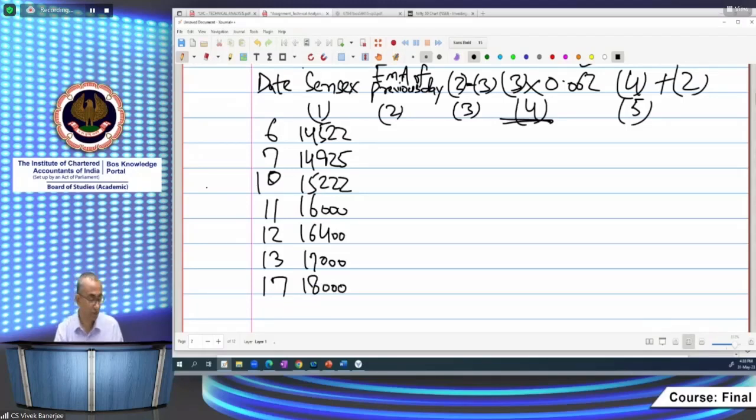So the EMA of the previous day before 6th, this 15,000, is already given in your question. The date, the closing Sensex and the previous day EMA of 15,000 are all given. Now we have to apply the formula, that is closing price of Sensex minus previous day EMA. That is 14,522 minus 15,000. So let us solve this.